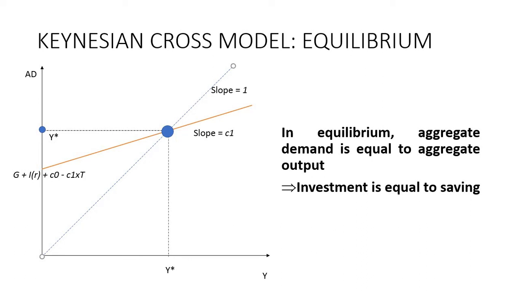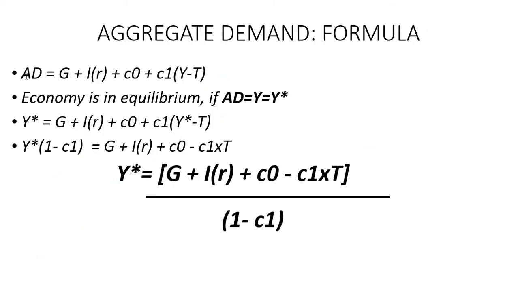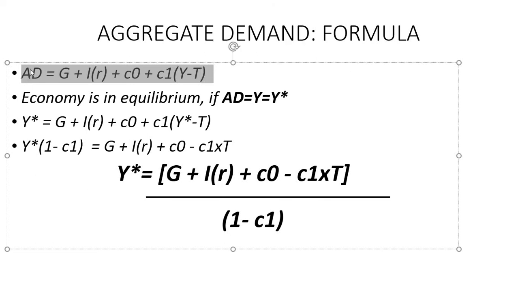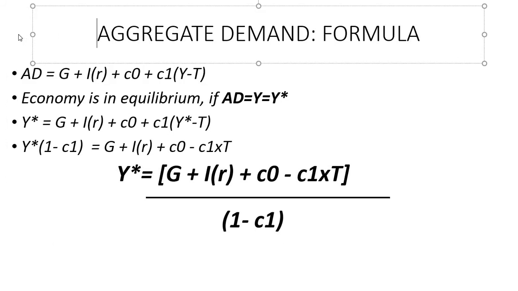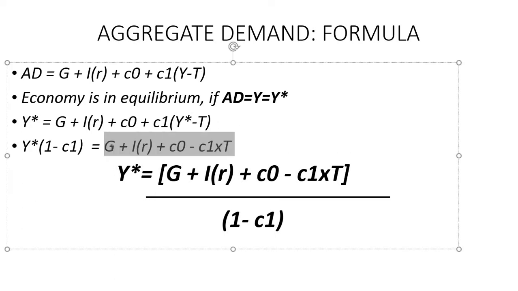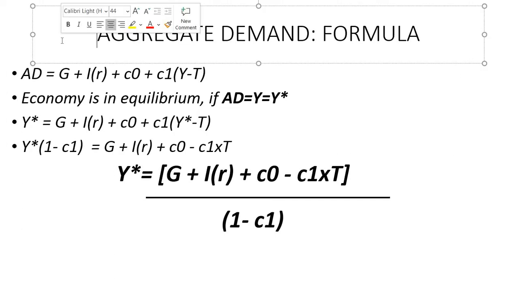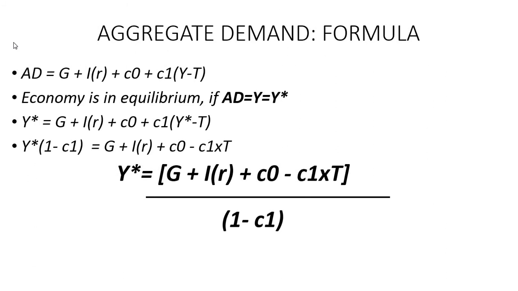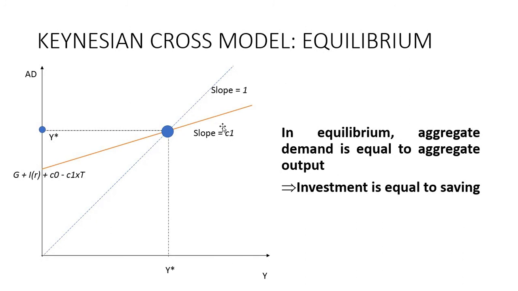So there is an equilibrium on the market of goods. You draw the aggregate demand curve based on this formula. When you open the brackets, you get G plus I plus C0 plus C1 times Y minus C1 times T. So it's easy to detect that G plus I plus C0 minus C1 times T, what you have here, will stand for autonomous demand. So this will be the value of the intercept and the slope of this function will be equal to C1.